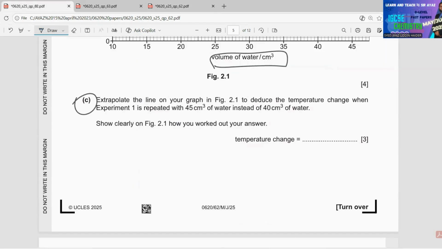We will write temperature change from graph. The highest temperature reached will be 3.5. So we'll write 3.5 for this one.